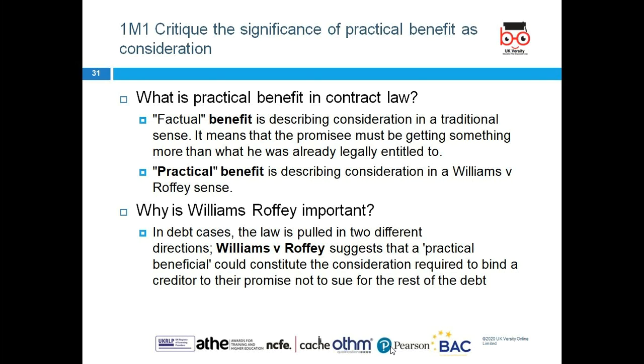Why is Williams v Roffey important in the debt cases? In this case law, it pulls in two different directions. So the practical benefit could be constituted by the considerations required behind the creditors.